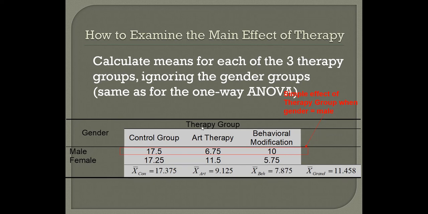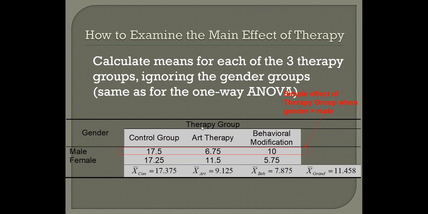So for now, let's just say that simple effects are the effect of one independent variable at a fixed level of another independent variable. Main effects are the effect of the independent variable collapsing across the other independent variable. Let's assume there's only two independent variables, whereas the simple effect is the effect of one independent variable at a fixed level.